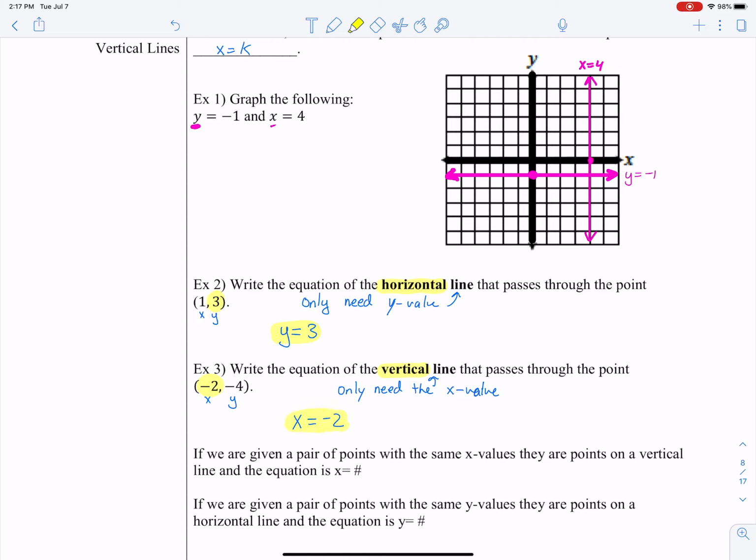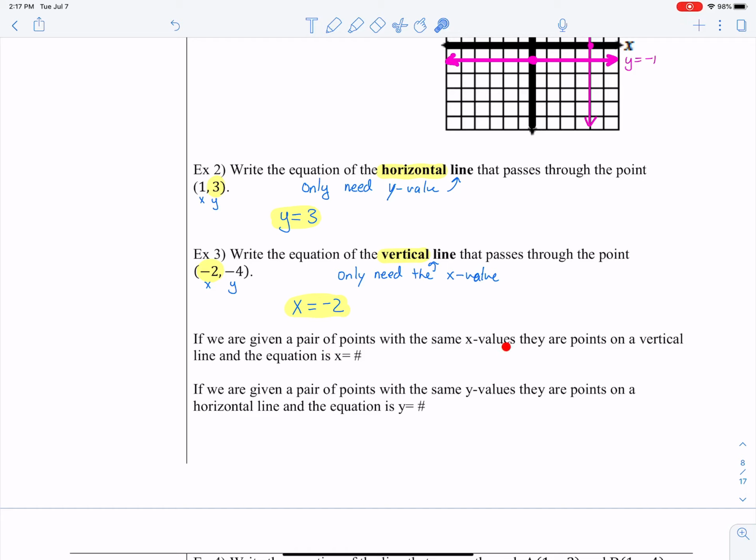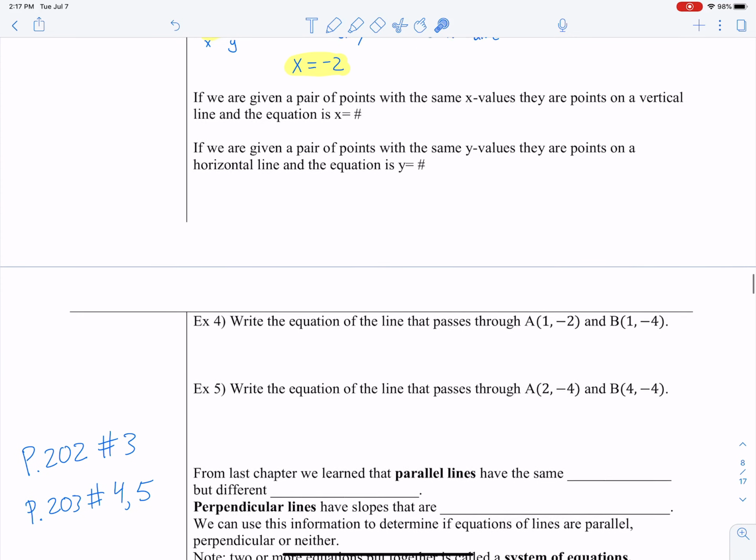So finding the equations for horizontal and vertical lines is actually very simple. If we are given a pair of points with the same x values, so if they have identical x values, the first number, then they are a vertical line, and the equation is x is equal to something. If we're given a pair of points with the same y values, this number here, then they are horizontal and the equation is y is equal to that number.